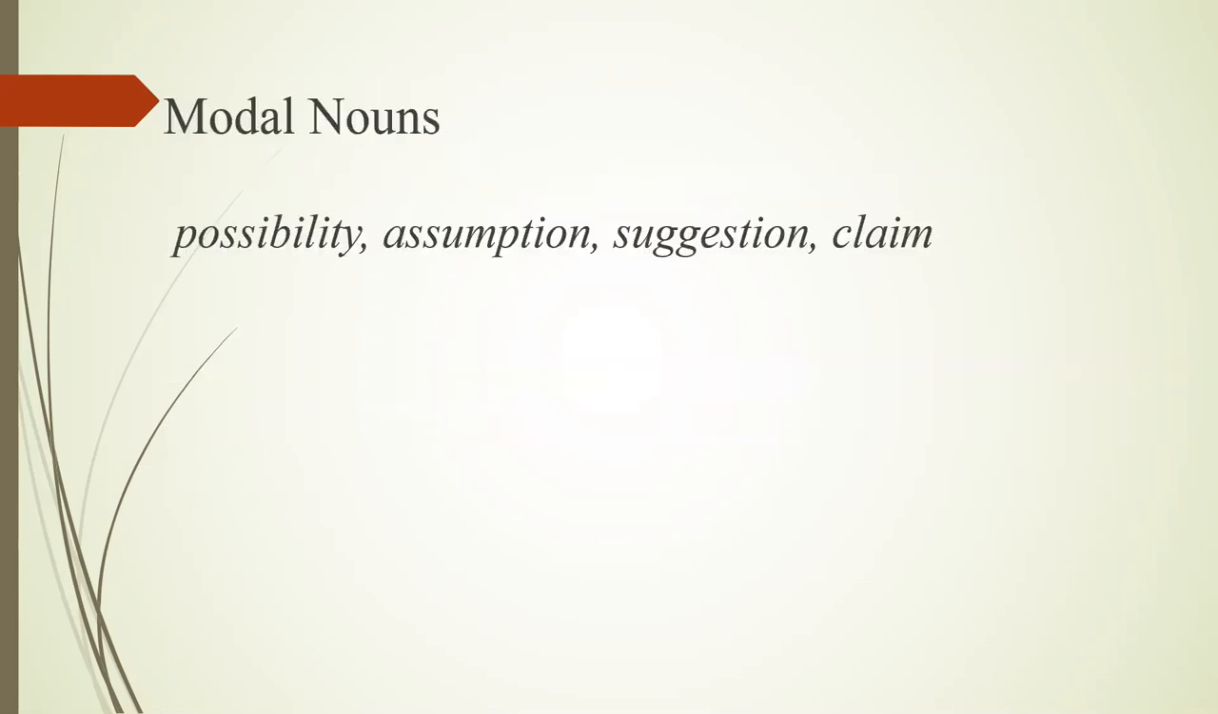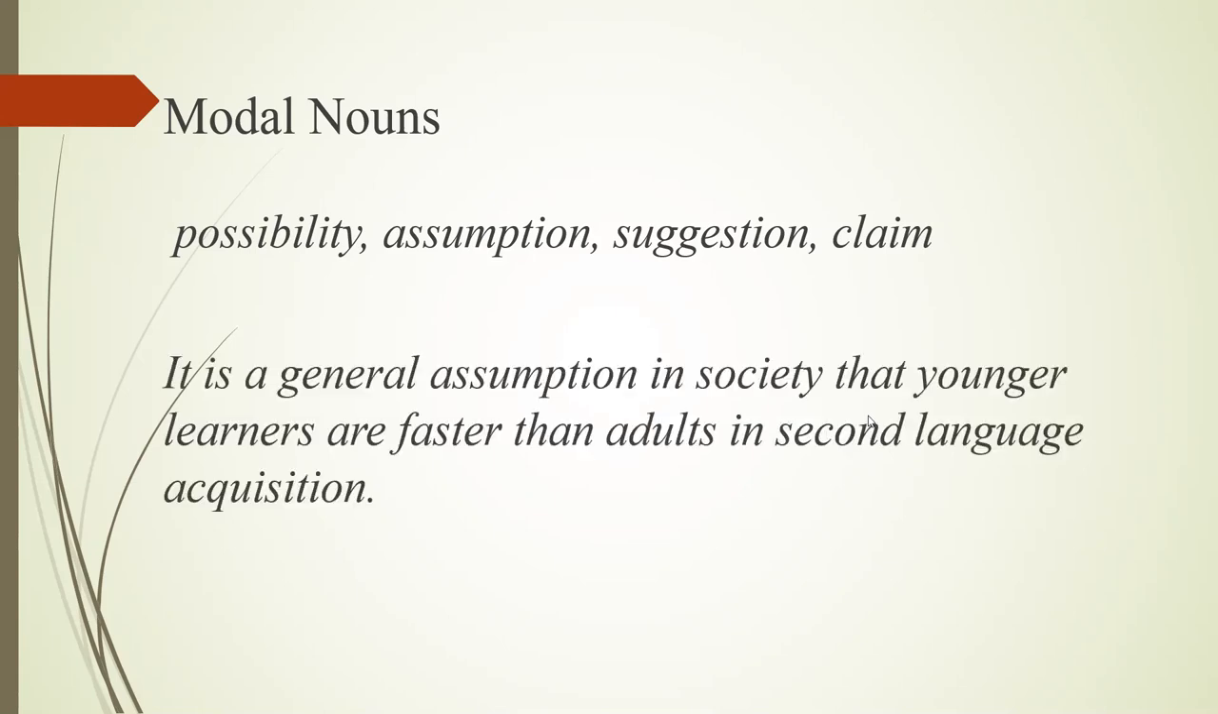So we have modal nouns like possibility, assumption, suggestion, claim. You can say there's a possibility that, there's an assumption that, it's a suggestion that, there is a claim that. When these words are used in the noun form, they are called modal nouns. Modal nouns, modal adverbs, and lexical verbs are all used to mitigate the power of an utterance. It's a general assumption in society that younger learners are faster than adults in second language acquisition.